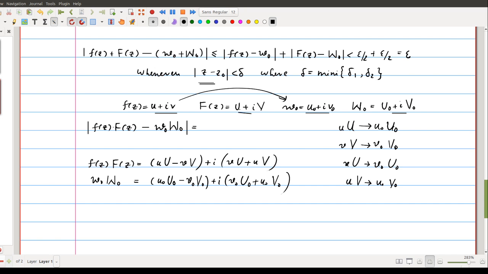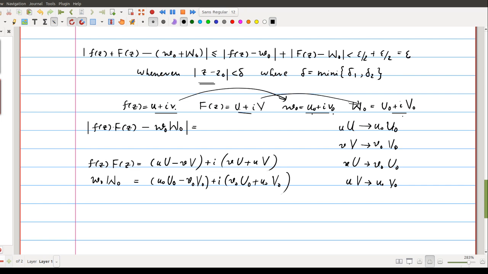That is, f of z converges to omega naught means the real part and imaginary part tend to u naught and v naught. Similarly, capital F of z converges to this capital W naught means the real part capital U converges to capital U naught and capital V converges to capital V naught. So the corresponding convergence will be there.